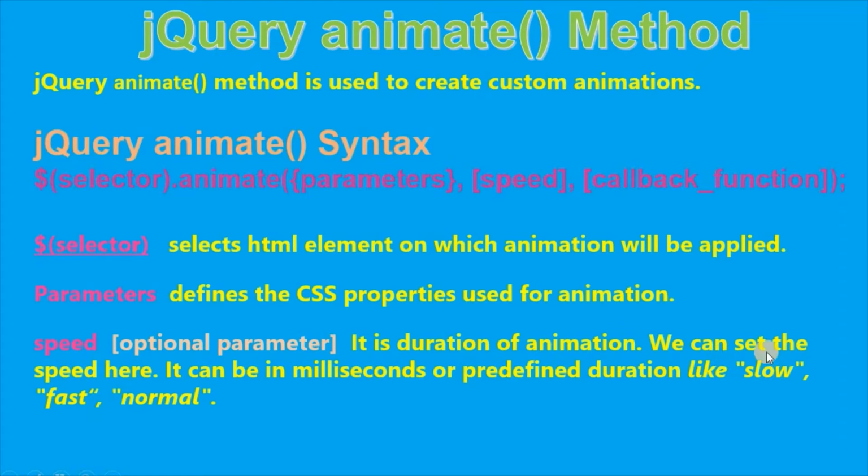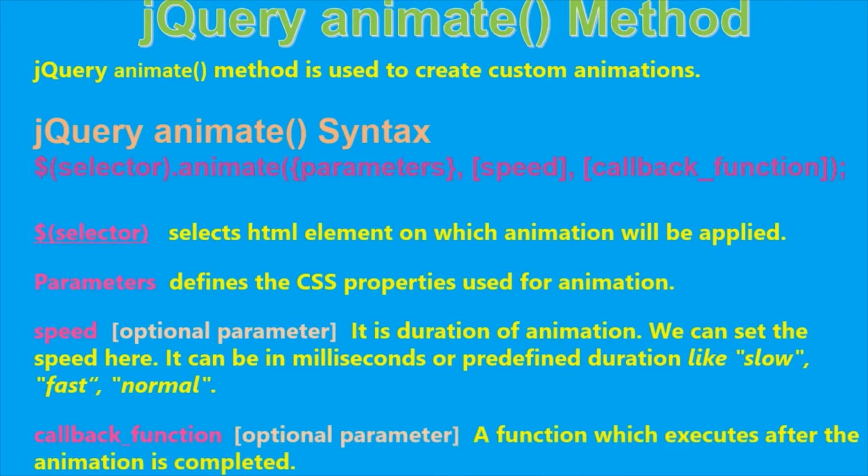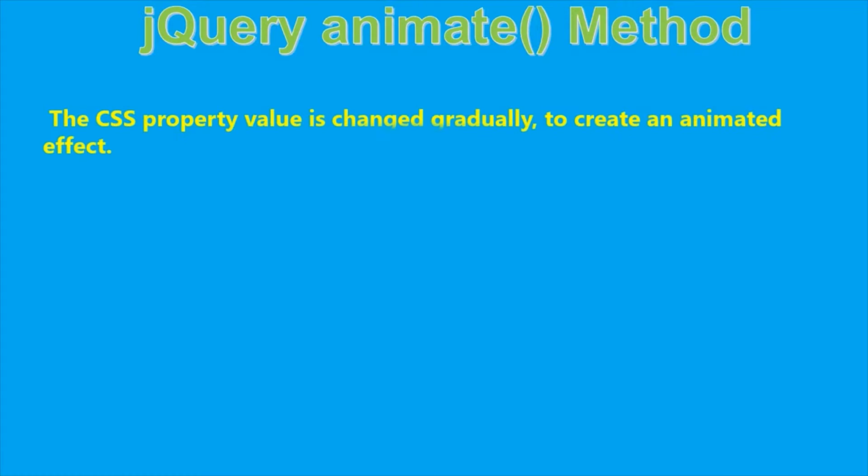We can set the speed here. It can be in milliseconds or a predefined duration like slow, fast, normal. Callback function is an optional parameter. A function which executes after the animation is completed. The CSS property value is changed gradually to create an animated effect.